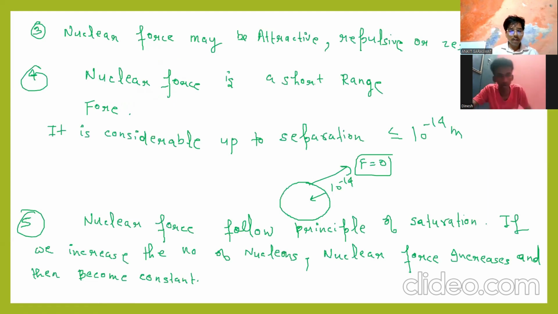Sir, can you please repeat the previous line? Sure. Simply understand, nuclear force is a force between two protons, proton and neutron, or neutron and neutron. If you increase the number of nucleons, it will increase up to a certain level and then become constant. It will attain the saturation value. Saturation means the maximum value of nuclear force. Okay. Clear?